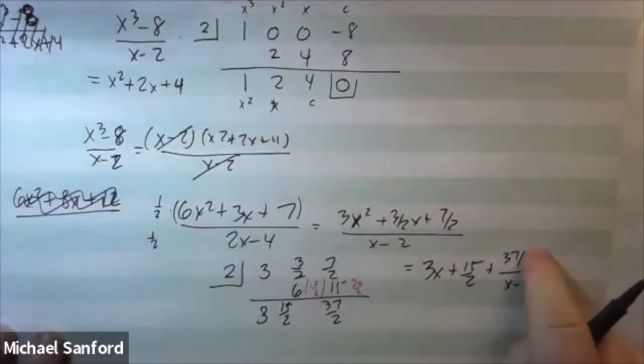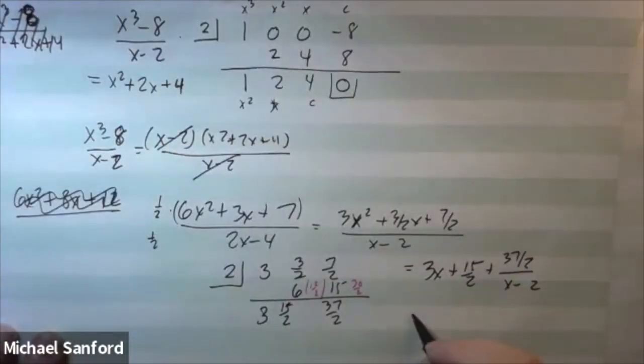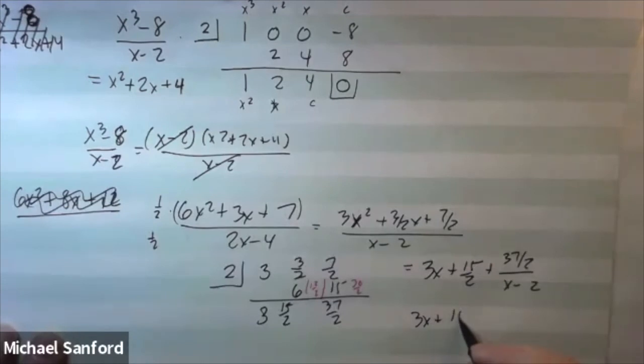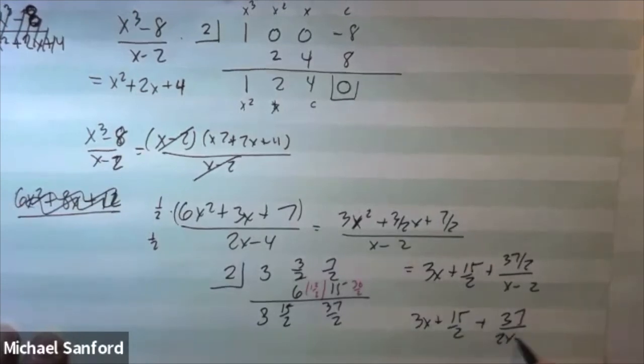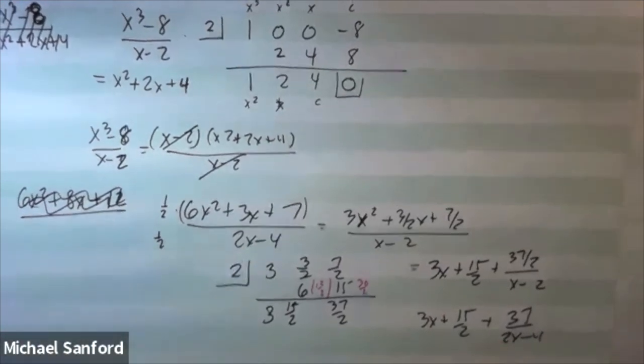Which I can then pull the 2 down here and multiply it through and get 3x plus 15 halves plus 37 over 2x minus 4, like that. Get back to the same thing I started with.